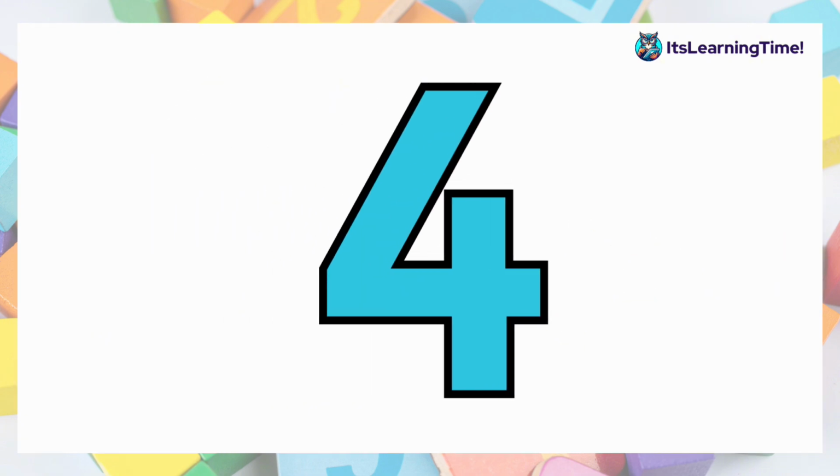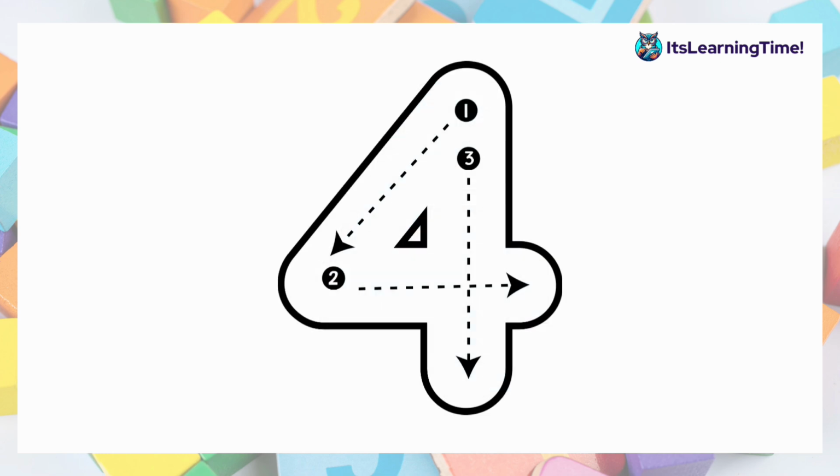Great job identifying number 4 in different ways. Now let's see how to write the number 4. Start from the point, take it down to make a slant, a dash in front, take it back to the top, and a stroke in the middle.